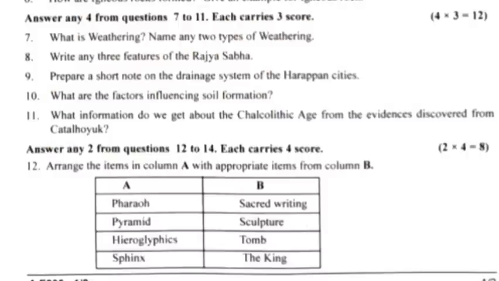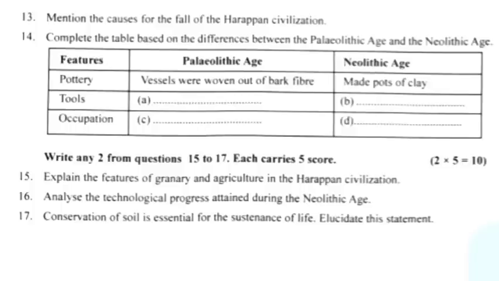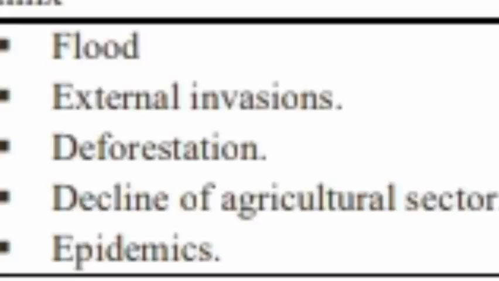12. Arrange the items in column A with appropriate items from column B. Answer: Pharaoh, the king. Pyramid, tomb. Hieroglyphics, sacred writing. Sphinx, sculpture. 13. Mention the causes for the fall of Harappan civilization. Answer: flood, external invasions, deforestation, decline in agricultural sector, epidemics.